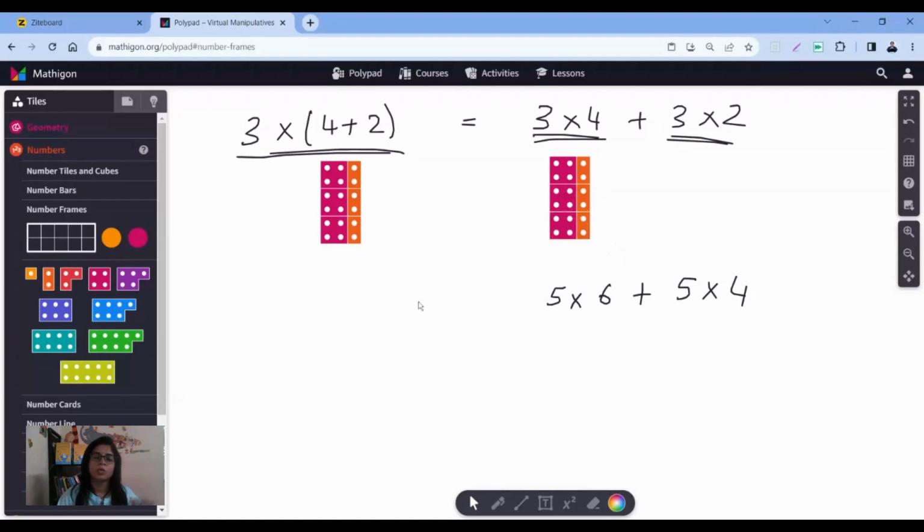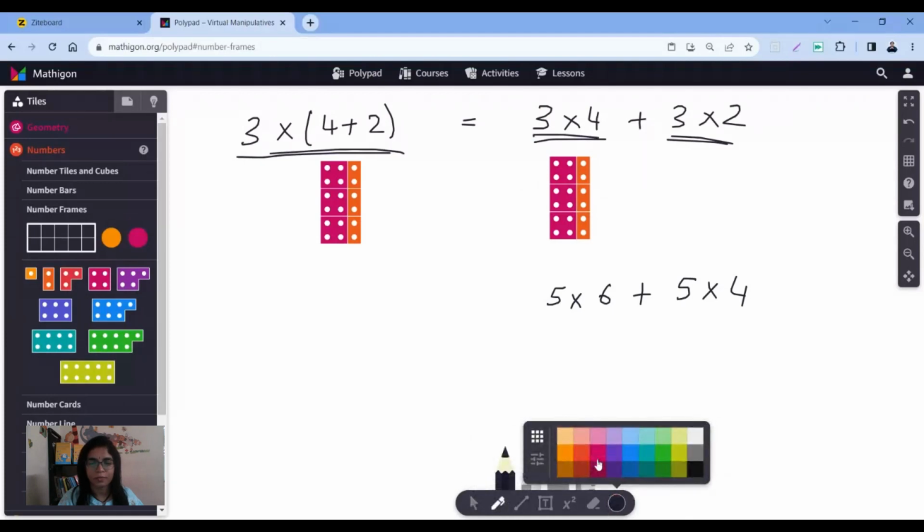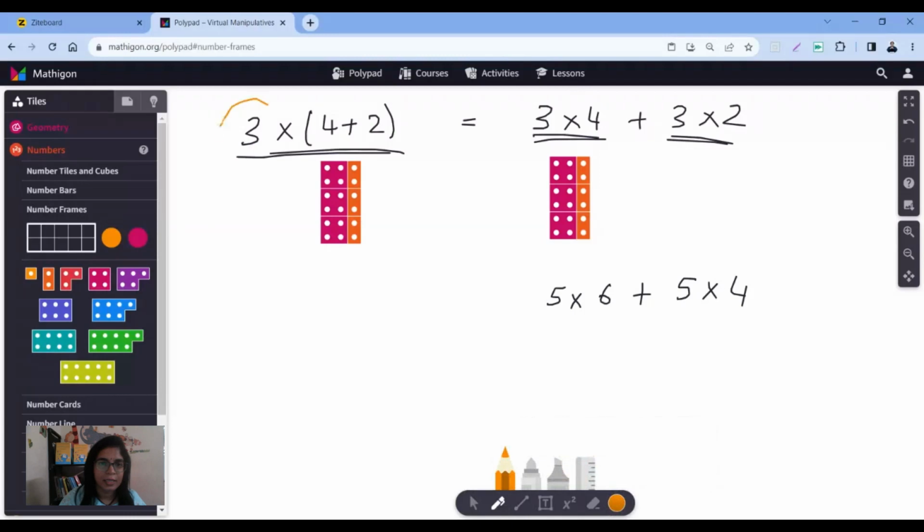Okay. So, did you all understand why it is like that? Now, what was distributed? What was distributed? Actually, this 3 was distributed. This 3 times is there, no? This 3 times was distributed to 4 also. And it was distributed to 2 also. That's the meaning. See, 3 times was distributed to 4 and we got this, and 3 times was distributed to the 2 and we got this.